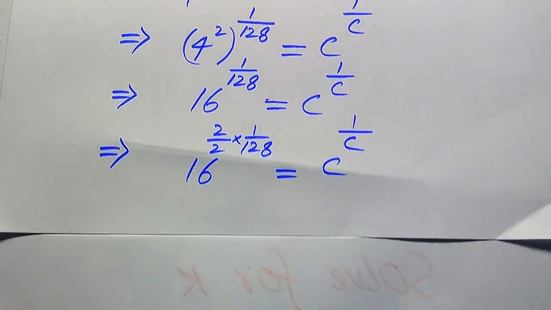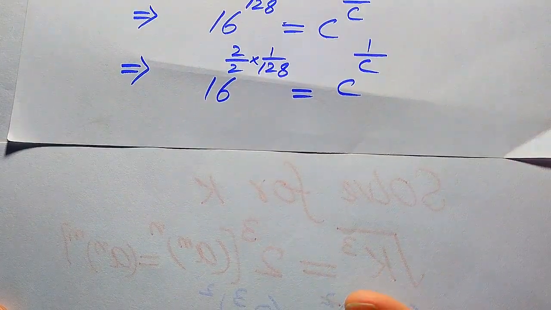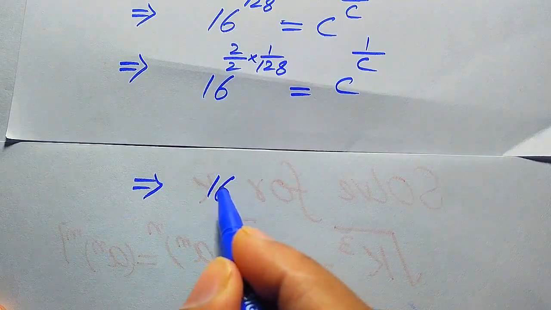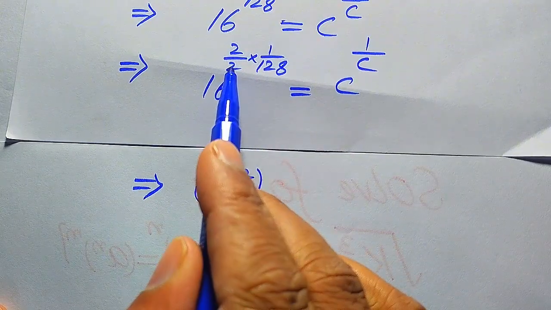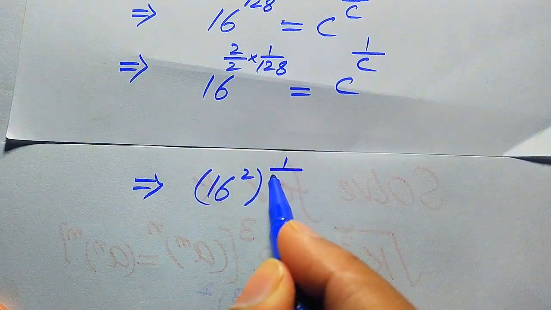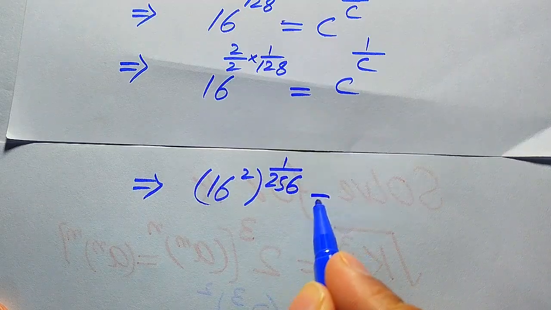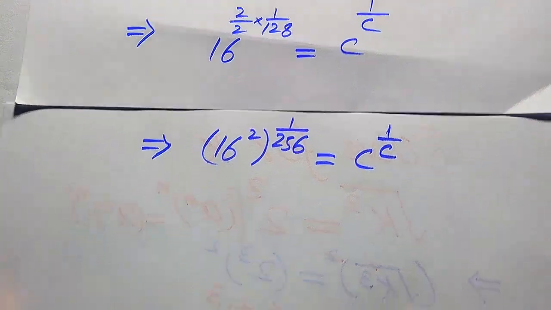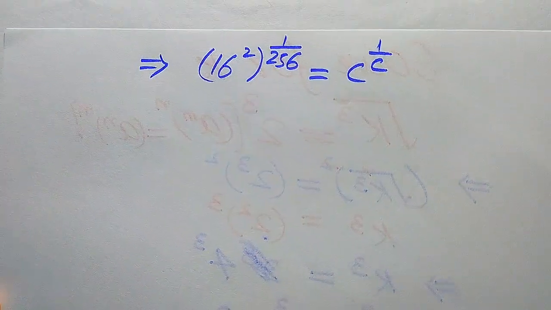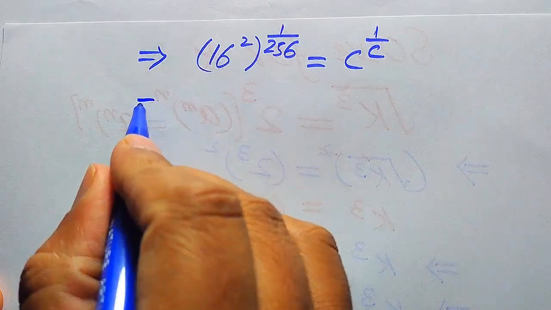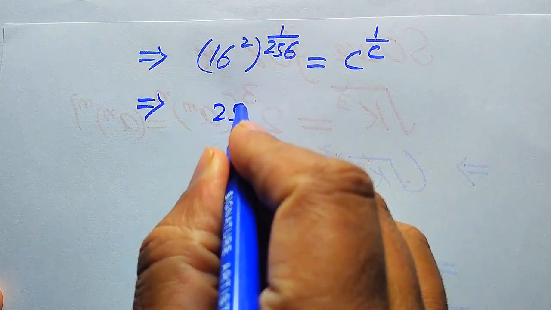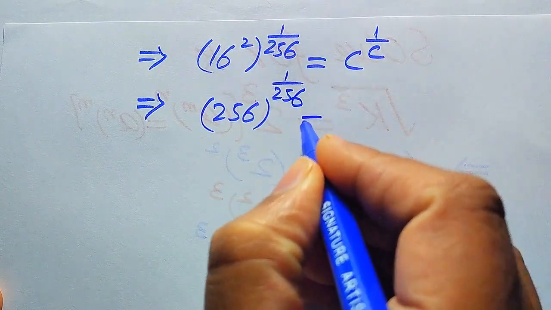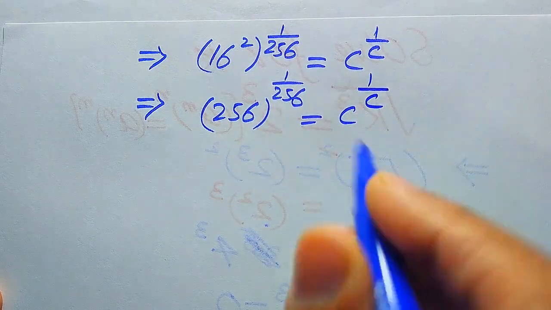And in the next step we again repeat the above process, so we move this 2 inside that term and it will become 16 squared, and here we multiply this 2 with 128 and it will become 256 is equal to c to the power of 1 over c. And in the next step we need a little bit more simplification, and it will be written as, you know, 16 squared becomes 256 to the power of 1 over 256 is equal to c to the power of 1 over c.